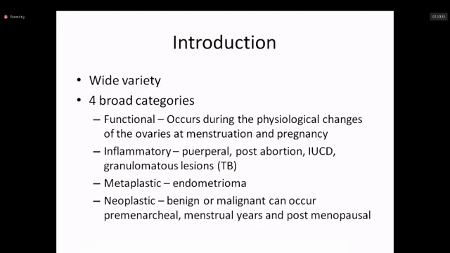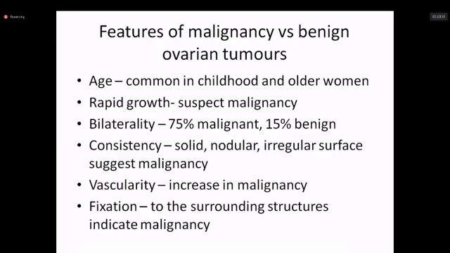Then the neoplastic ones, these are actual tumors. Neoplastics are either benign or malignant. So there are four categories of cyst: functional, inflammatory, metaplastic, and neoplastic. So what are the differences between benign and malignant ovarian tumors?